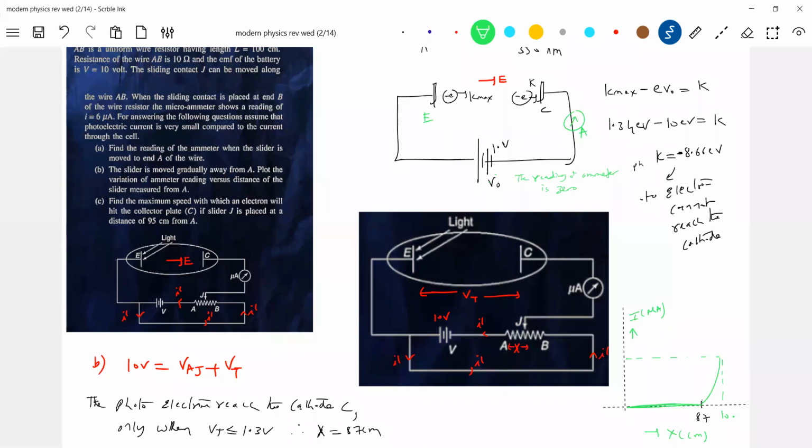Sir, why increasing slope, sir? If we take the amount of electrons, like quantum efficiency, generally we get quantum efficiency as 1% or something. So there are very few electrons which are coming out with maximum kinetic energy. So when the potential difference is just enough to make them reach C, very few electrons are going, so current will be small. But as soon as I reduce the potential a little bit, there are more electrons which have lesser kinetic energy.